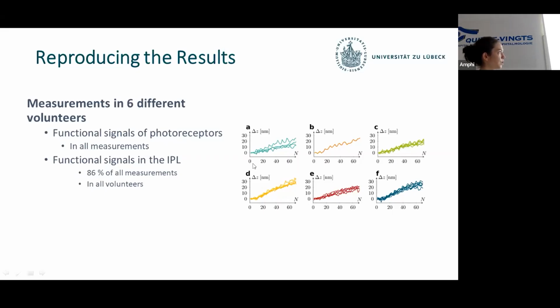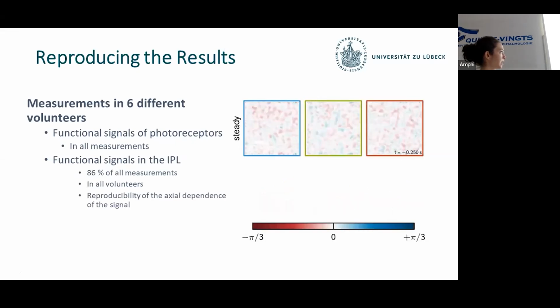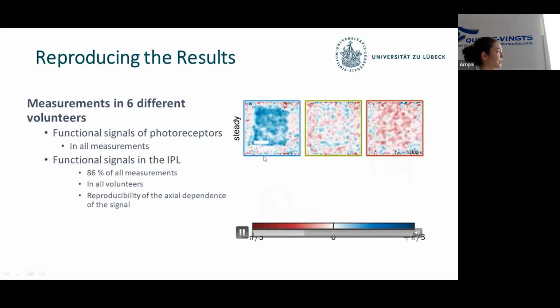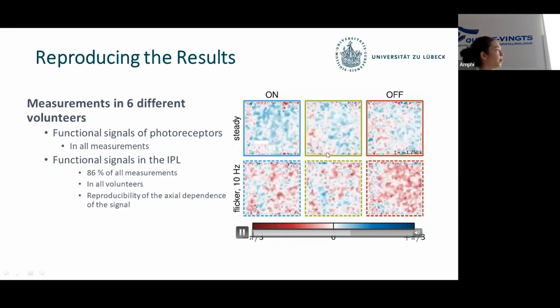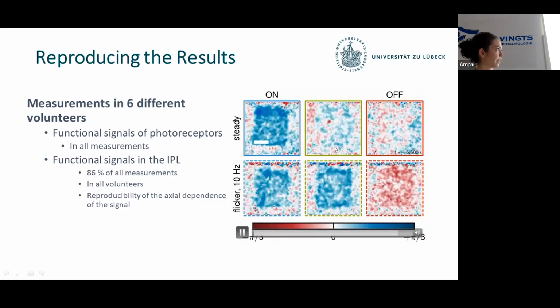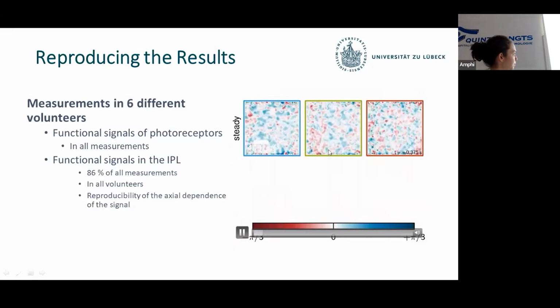And of course, we wanted to look if we could also see the axial tendency in the inner plexiform layer in other subjects. And indeed, we could see that we have an increase in the innermost layer, a decrease in the outermost layer, and a temporal sensitivity in the central layer of our subjects.